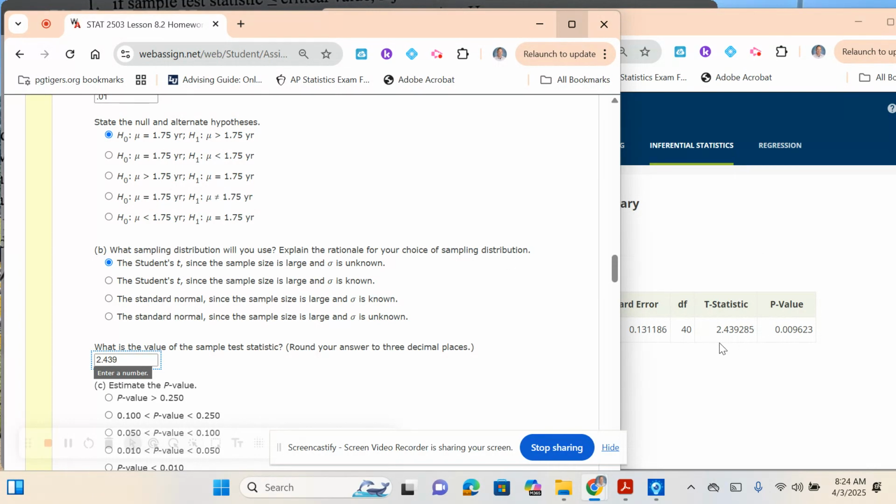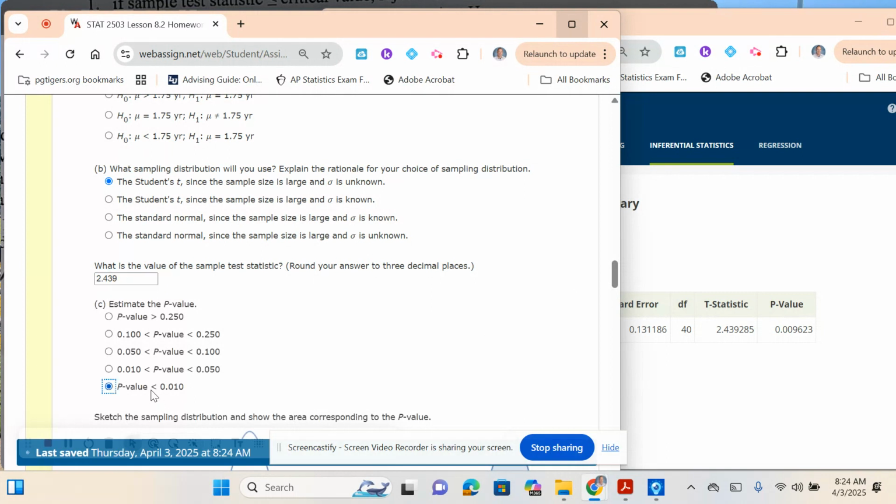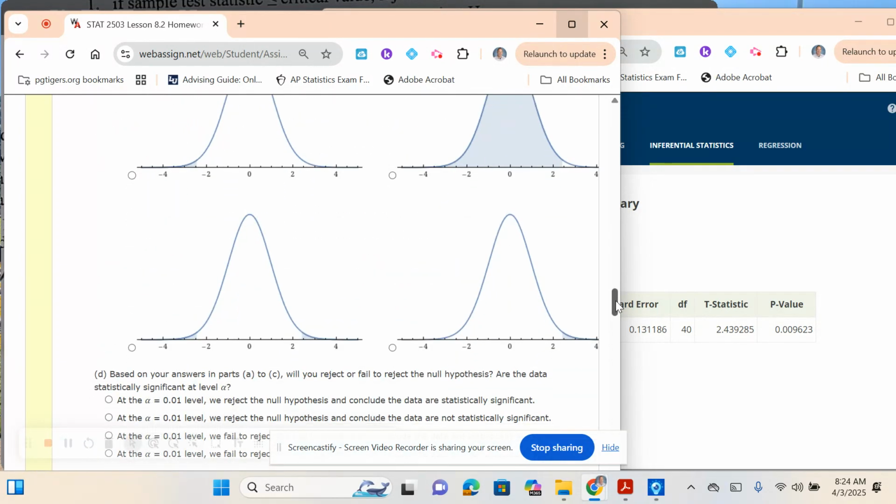My p-value, 0.0096. That is less than 0.01. Okay, barely. Now, on this one, it's a greater than, so it's going to be a one-tail right tail. So I'm looking at a right tail test. Greater than, so it'll be right tail, upper tail.